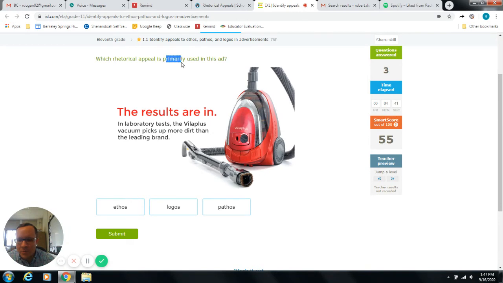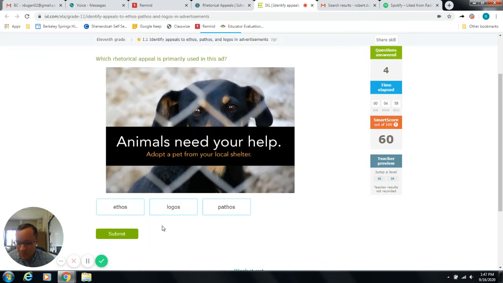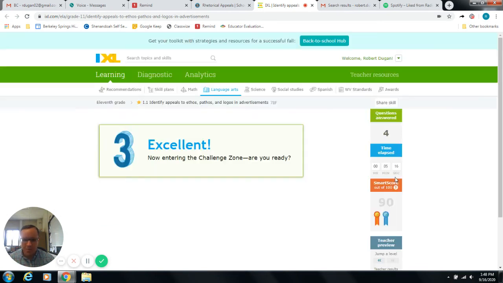But we're trying to figure out which one here is primarily used. So the results are in laboratory tests. In laboratory tests, that should be a clue about which one of these 3 this is. And that one was logos, okay? Because laboratory tests are statistical, right? And they're trying to get you to come to a conclusion. Because this was tested the best in a laboratory, then it must be the best one. That's the conclusion they want you to come to.